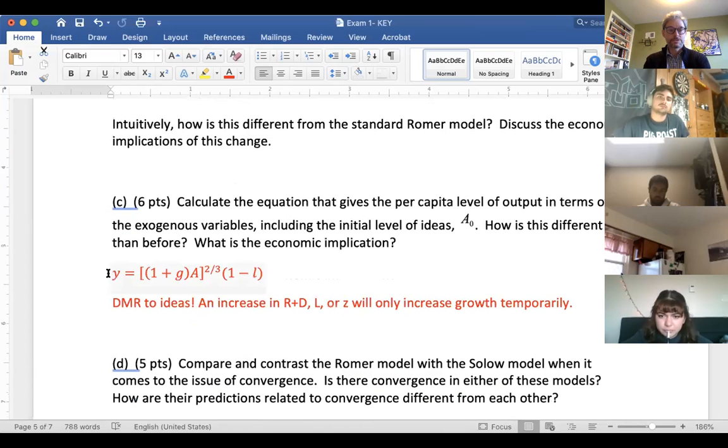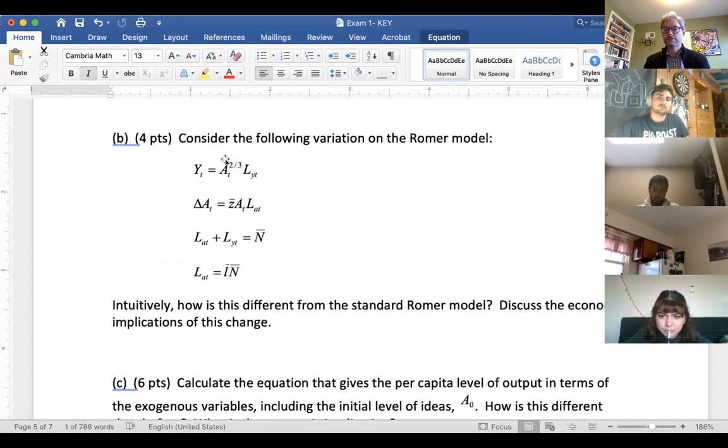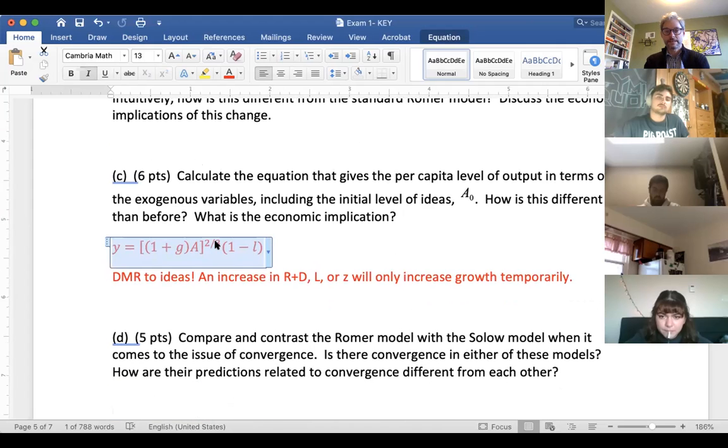So you can see this when you actually calculate the production function here. Basically, you solve this model just as we did in class. The only difference is you have to carry through this 2/3 component. And what you find is that your production function looks just like this. The only thing that's different here is this 2/3 component, right?